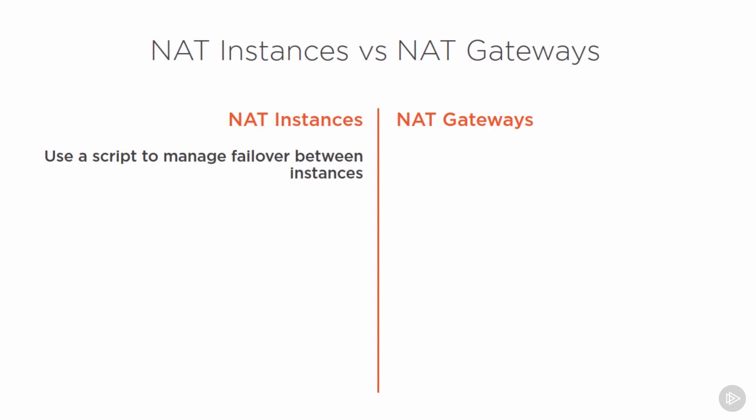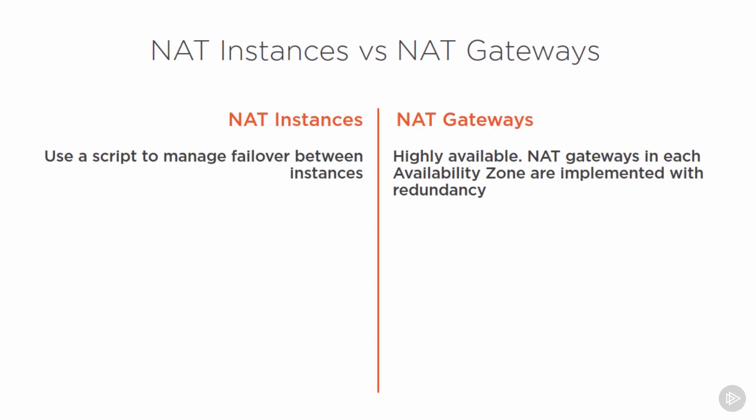Well, guess what? With a NAT gateway, because it's a platform service, it's highly available. There's a gateway in each availability zone, and it's implemented with redundancy. So you don't have to do anything manually. Again, here the platform, AWS in this case, is offering all of the high availability to you.